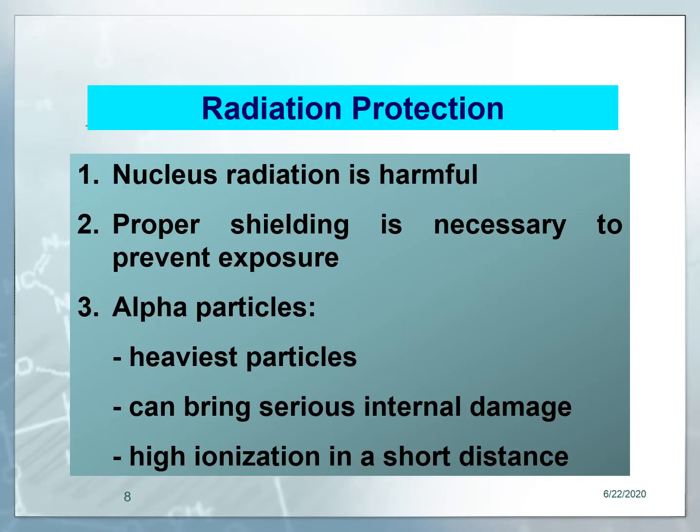Next, we move to how to protect ourselves from nuclear radiation. Nuclear radiation is harmful because the particles emit tremendous energy. Therefore, it is important for us to prevent exposure with proper shielding. Alpha particle, for example, is the heaviest particle. A piece of paper, clothes, and our skin are protection against alpha particles.